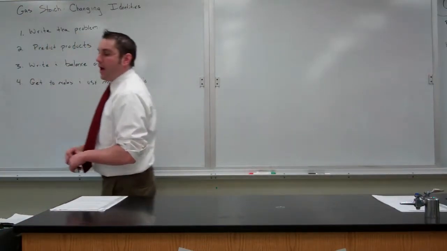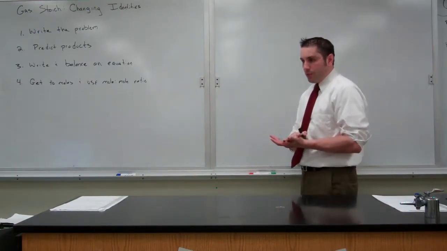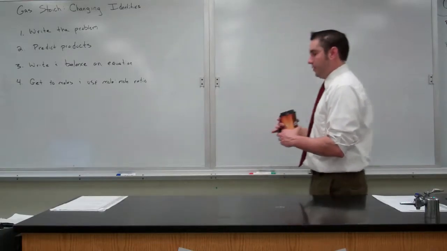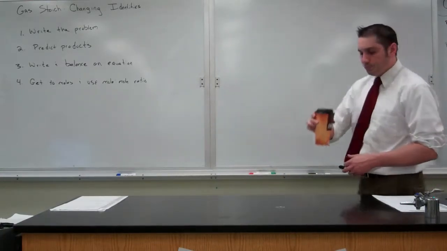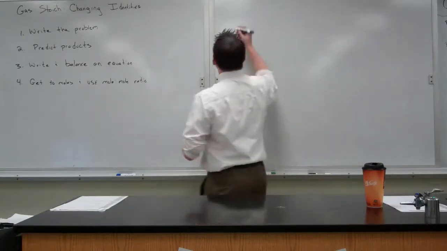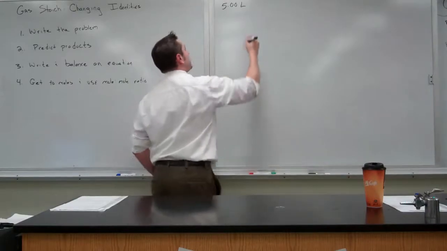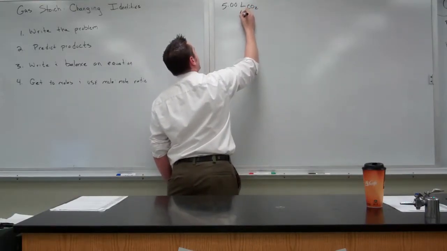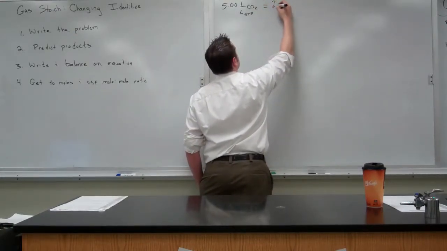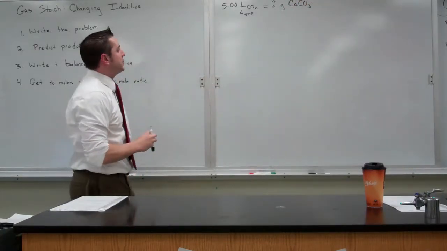the first one that we're talking about says, how many grams of calcium carbonate will be needed to produce 5.00 liters of carbon dioxide gas at STP? If I were trying to solve this problem, first thing I do is I list what I know. And it seems like I know that I have 5.00 liters carbon dioxide at STP. It says how many grams of calcium carbonate will be produced. So we're going to grams of CaCO3.